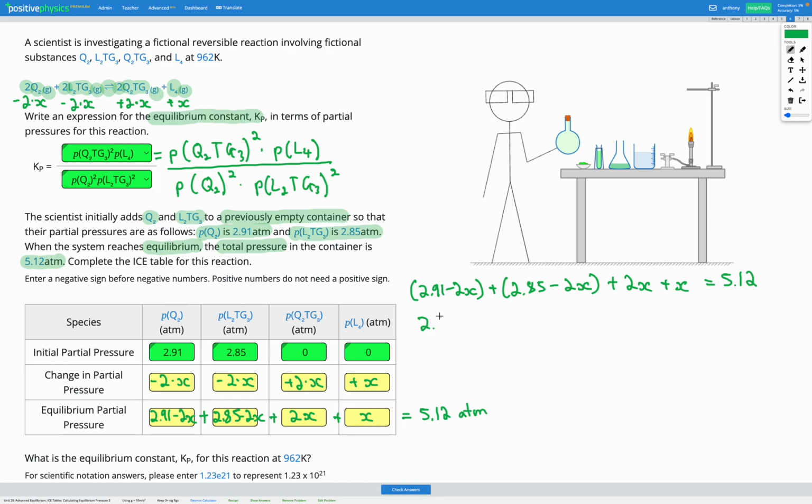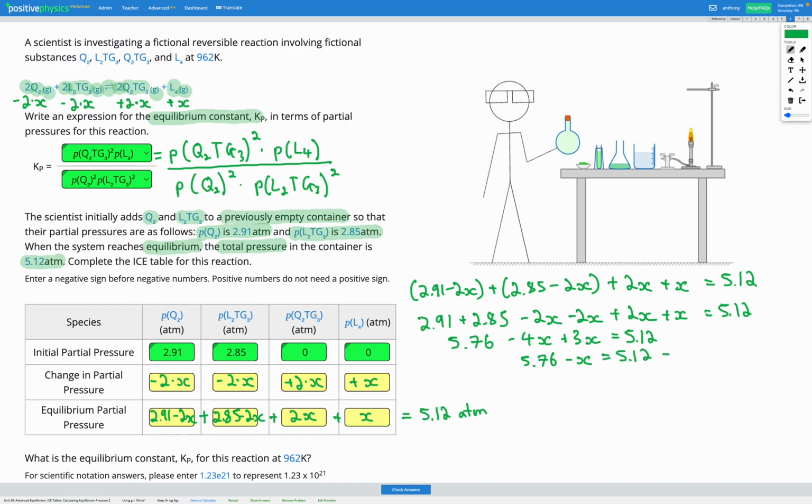Okay, so we've got 2.91 plus 2.85 in terms of our numbers on the left-hand side. Then in terms of our x's, we've got negative 2x plus 2x plus x. So for our numbers, let's do 2.91 plus 2.85. That gets us 5.76. And then for our x's, we've got negative 2 and negative 2, which is negative 4x. And then we've got positive 2 and positive 1, which is positive 3x. So overall, minus 4x plus 3x gets us minus x. So that's 5.76 minus x is 5.12.